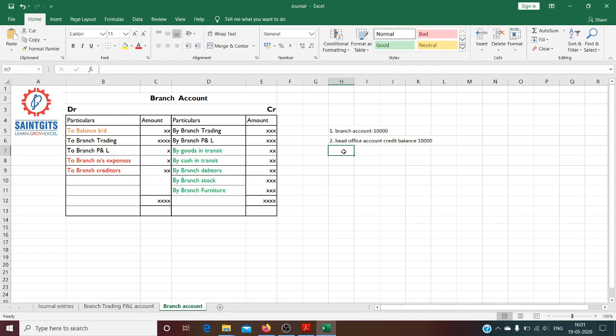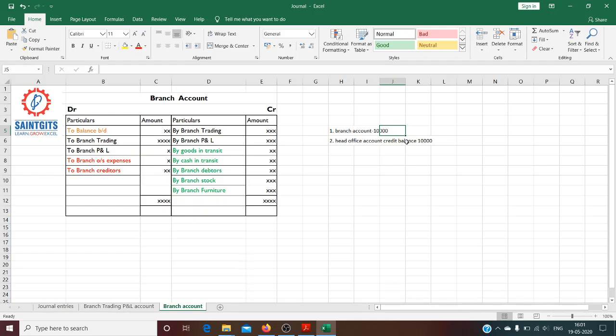And if it is directly given, this 10,000 is to be recorded directly to the debit side of the branch account. And if the head office account shows a credit balance of rupees 10,000, it means that there is a corresponding debit balance in the branch account. That's what we have to expect. And if any difference is there, that difference should be considered by passing rectification entries. So the difference may be called a difference in transit items such as goods in transit or cash in transit.